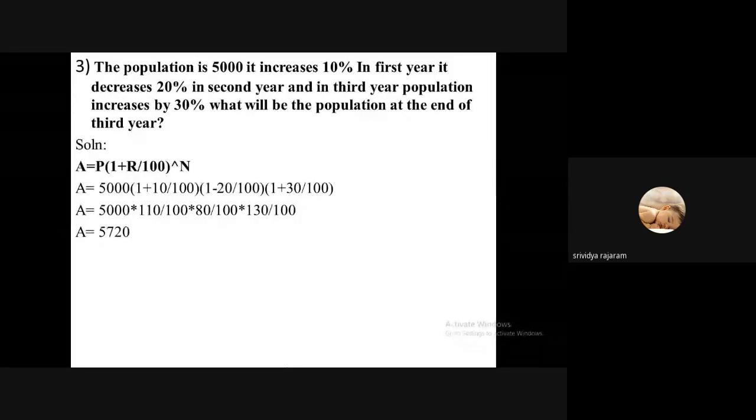So after n years, I am multiplying P. So I am using the formula P into 1 plus R by 100 whole power n. Since for first year it is increasing, I am adding that 10%. For second year it is decreasing, so I am subtracting it. And for third year it is again increasing, so I am adding that 30%. Since I am calculating for each year separately, in each case the value of n will be equal to 1. Okay. On simplifying that, we are getting a value A is equal to 5,720. So at the end of third year, the population will be 5,720. Clear with this problem?